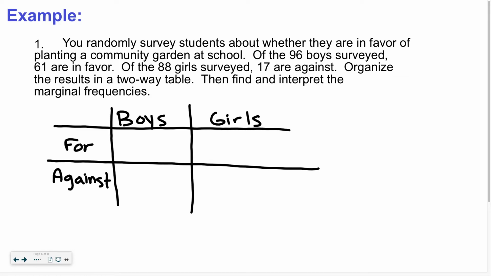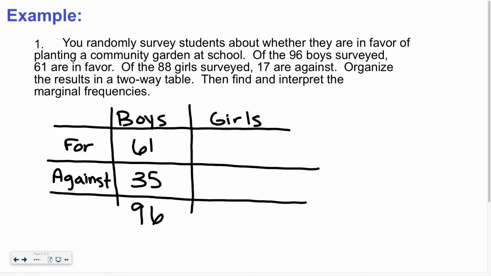So I randomly survey students about whether they are in favor of planting a community garden. Of the 96 boys, that's a marginal frequency. All the boys add up to 96. 61 are in favor. Using mathematics, I know that leaves me with 35 against our community garden.